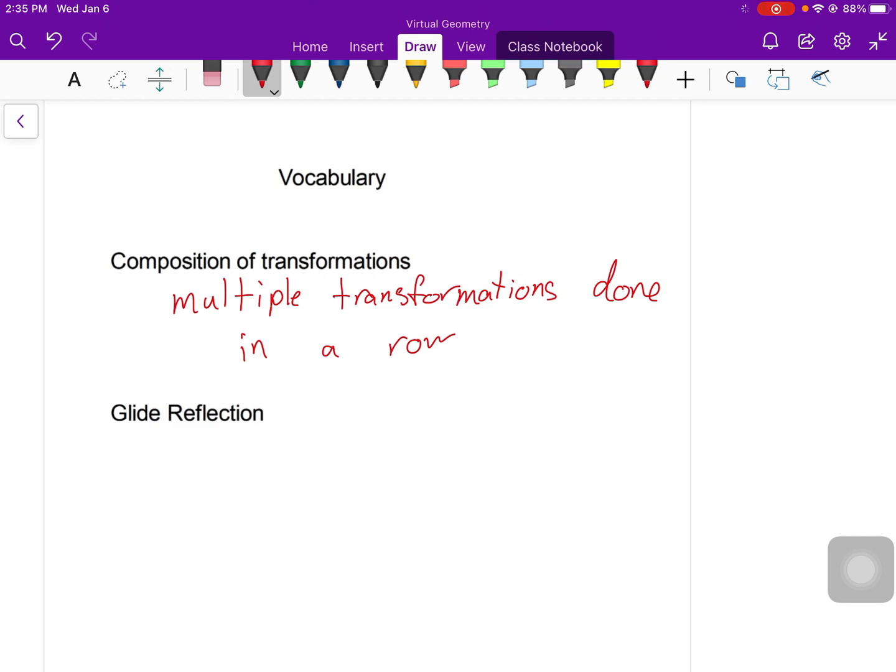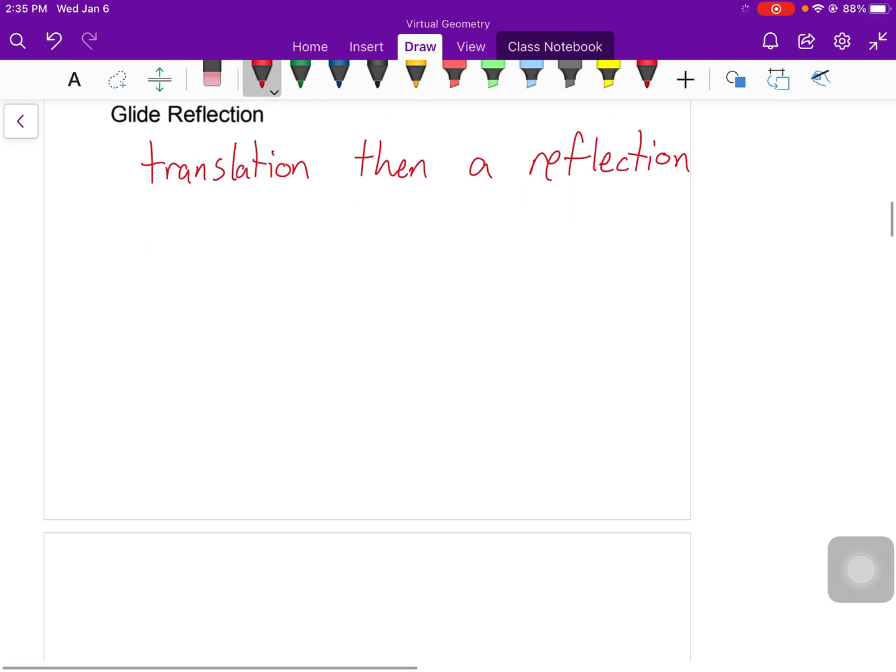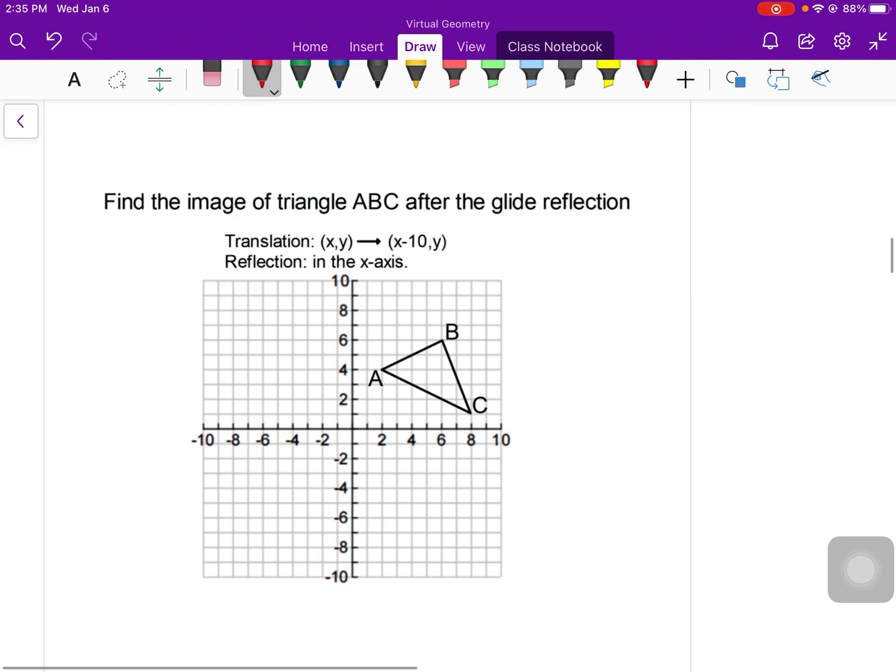A glide reflection is a fancy name just to make you have to remember extra vocab terms for I'm not really entirely sure what reason. But this just means glide is like slide. It is a translation, then a reflection. Okay, you move something over and then you flip it over. All right, and now we're just going to basically jump in and practice these.